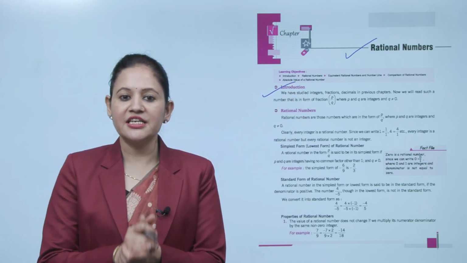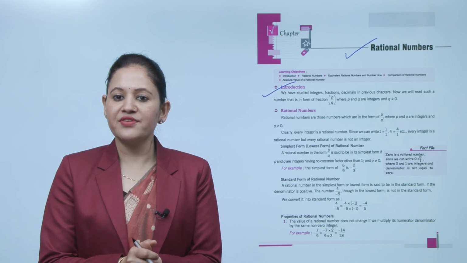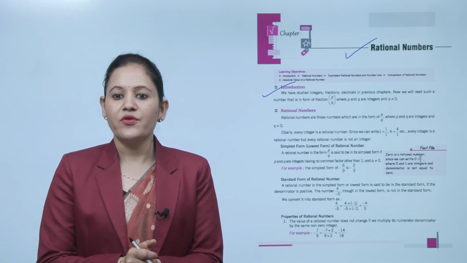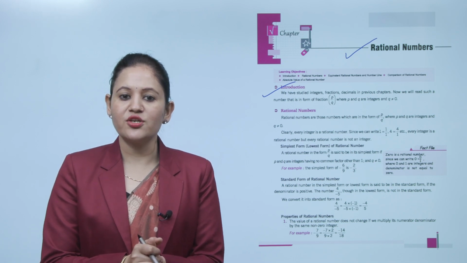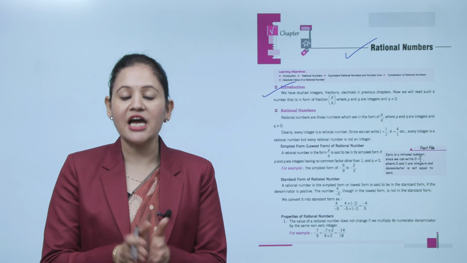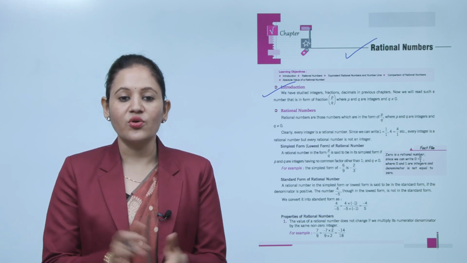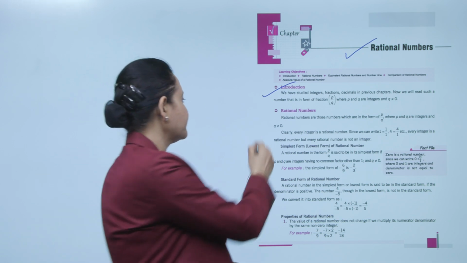We have studied integers, fractions, decimals in a previous chapter. Now we will read such a number that is in the form of fractions p by q, where p and q are integers and q is not equal to 0. Next is rational numbers.